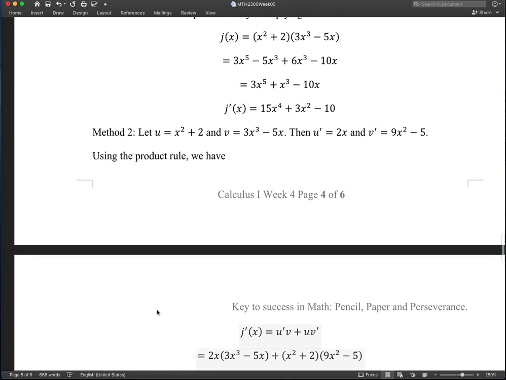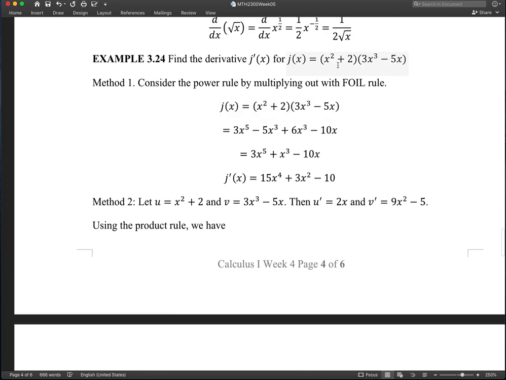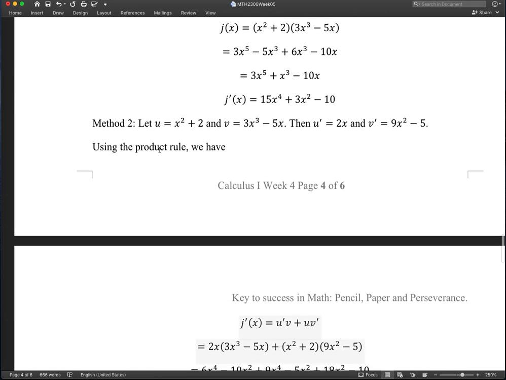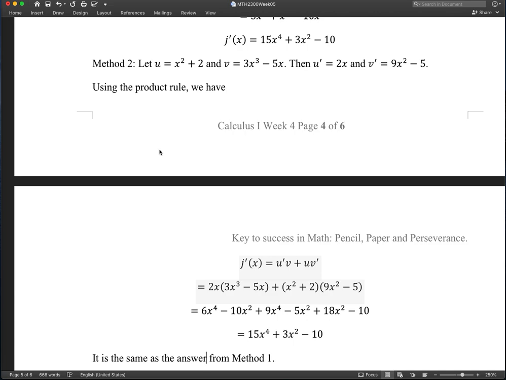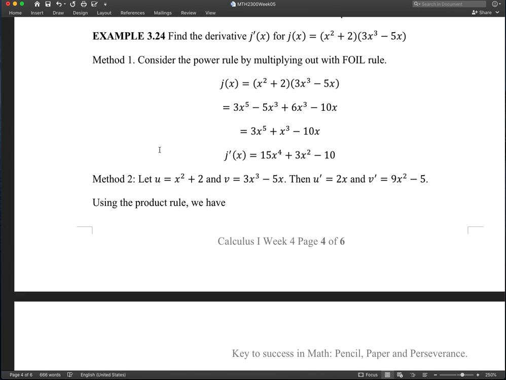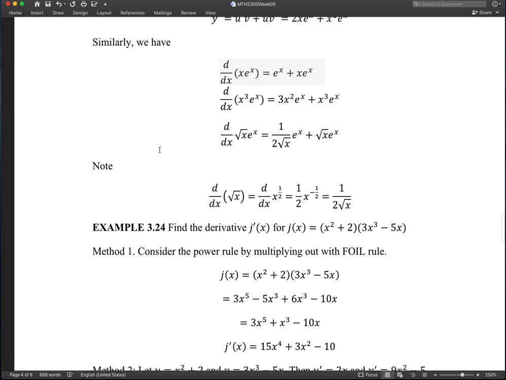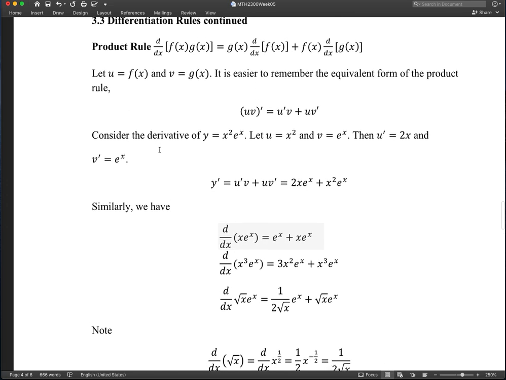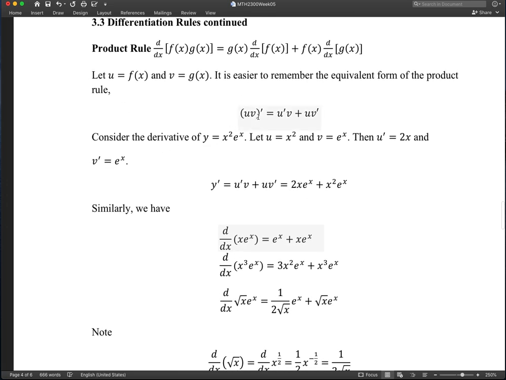So I did this problem from the textbook, example 3.24, in two ways. And I hope you are convinced. Okay, the derivative we got without using the product rule and the derivative we got with the product rule should be the same. It should be the same because it is really for the same problem. Okay, this part is the derivative product rule. This is the product rule formula.